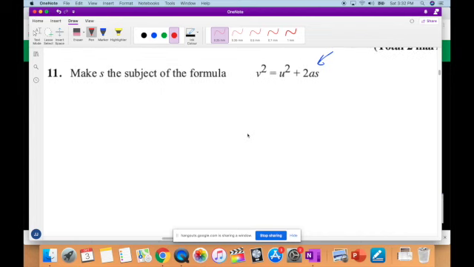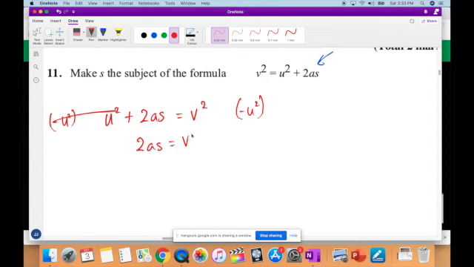Make S the subject of the formula. Same kind of business. I have U squared plus 2AS is equal to V squared. Right? And I want S to be the subject of the formula. So, I'll get rid of the U squared first. It's plus U squared. So what I'll do is I'll minus U squared from both sides. So that means that this will be cancelled. So I'll now have 2AS is equal to V squared minus U squared.